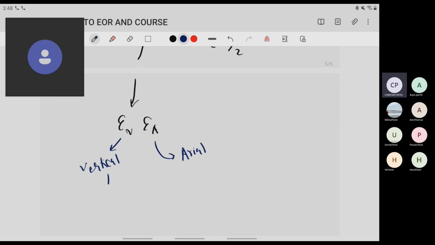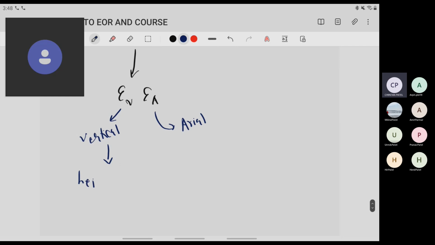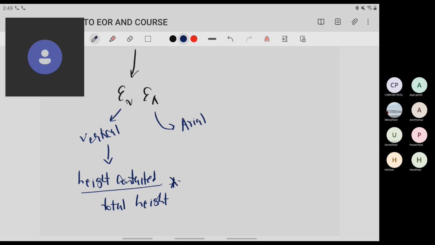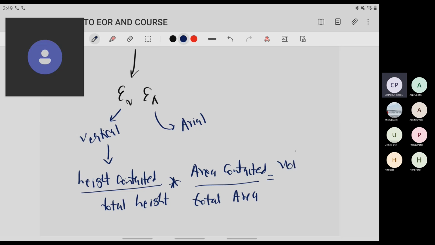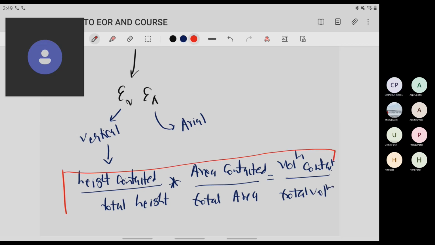That means vertical efficiency is the height contacted divided by total height, into area contacted divided by total area. And finally, this multiplication will give us the volume contacted divided by total volume. So this is the final step.